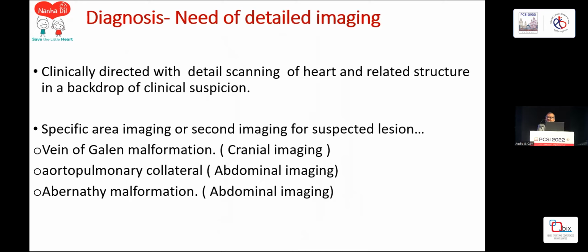So the imaging is most important, and the echocardiographer should do a clinically directed detailed screening of the heart and allied structures. The specific area of imaging, for example, checking the cranial imaging in a small child for possible vein of Galen, or hepatic imaging to look for Abernethy malformation or abnormal aortopulmonary collateral.